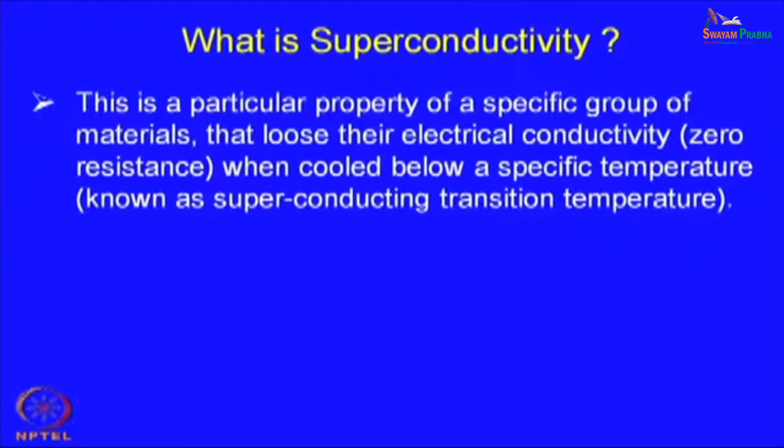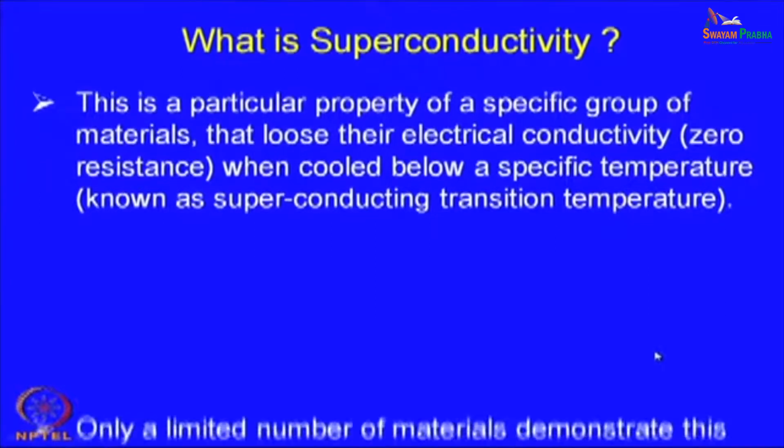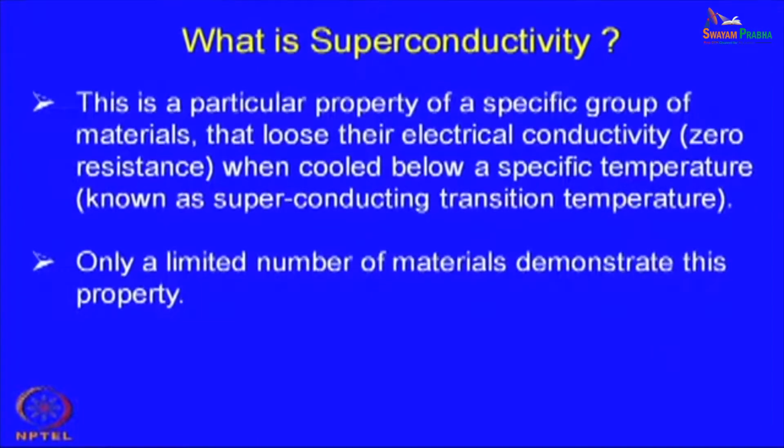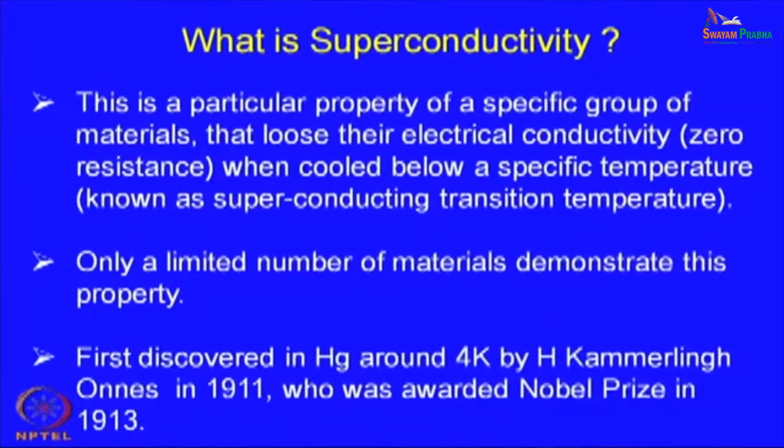Under normal temperature and pressure, they do not behave in this manner, but only when they are cooled to a very low temperature, normally below 100 K, is the material superconducting, so that the resistance becomes almost 0. For all practical purposes it becomes 0. Only a limited number of materials demonstrate this property, not all materials. All materials when cooled do not possess this property, only specific materials become superconducting at a very low temperature.